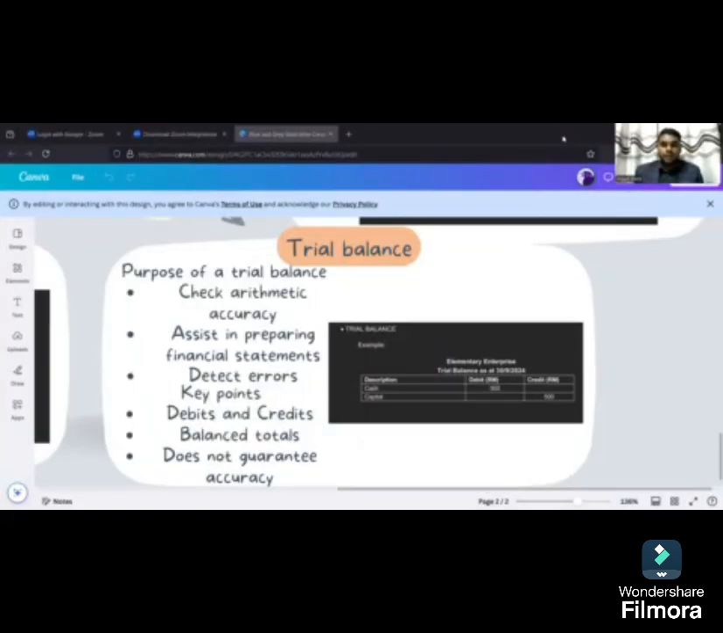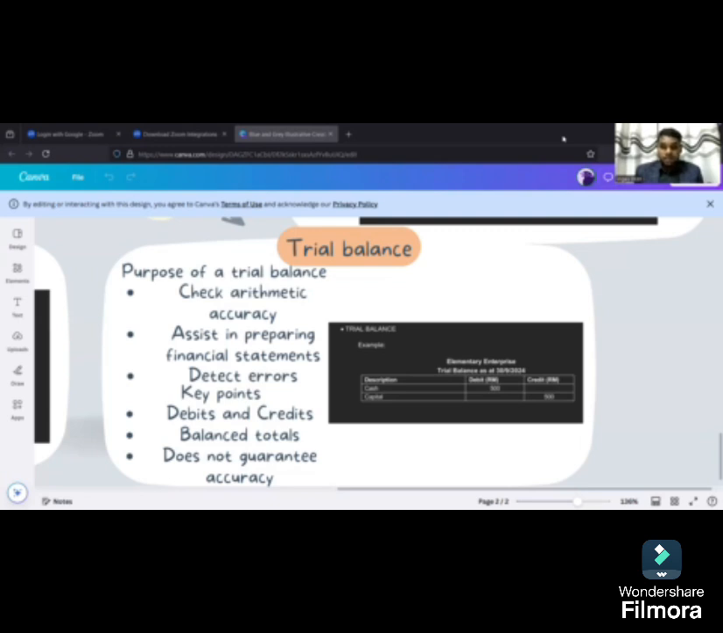Today I'm going to talk about trial balance. A trial balance is a financial report that lists the balance of all general ledger accounts at a specific point in time. It is used to verify that the total debits equal the total credits, ensuring that the accounting records are mathematically accurate and in balance.